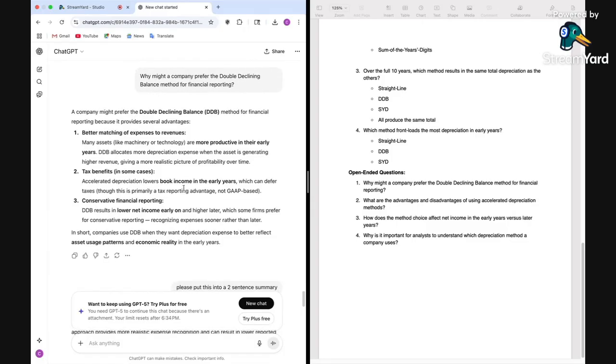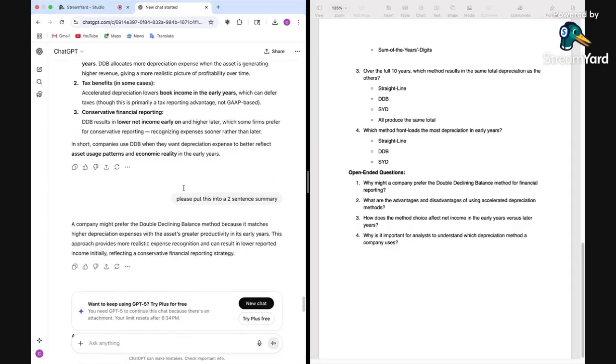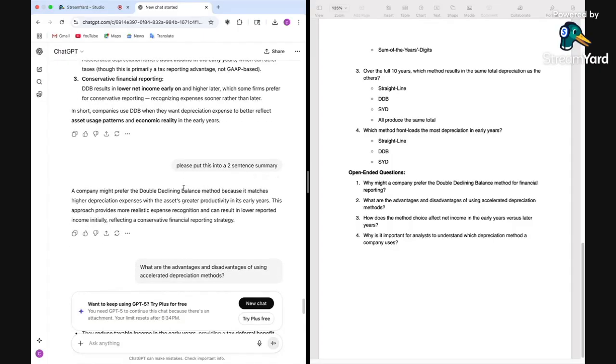I liked how it explained this first question. However, I believe that it was too long, so I asked, please write it into a 2-sentence summary. And I believe that makes it a lot easier if you are trying to write something quickly and you don't want to read through everything. It's easier to skim through the bulk of the information and then ask it to create the 2-sentence summary so you can then write your own thoughts based off of a smaller portion of information.